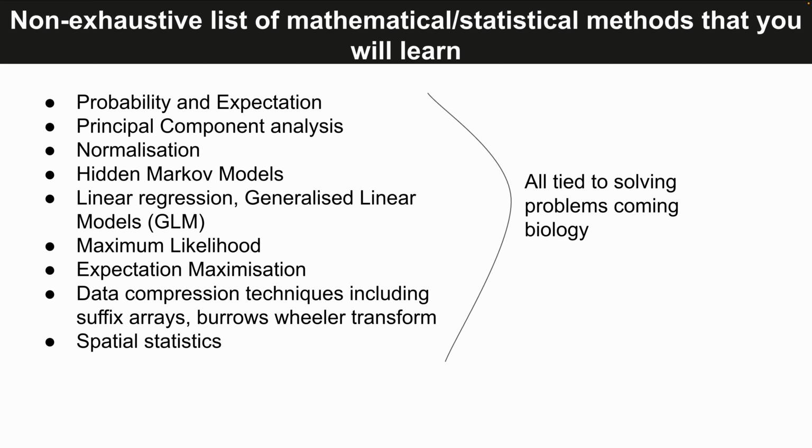Okay, we'll talk about what and how we will solve some biological problems in the course. The first problem is a problem of genetics. Before we do genetics, these are a broad but non-exhaustive list of topics which we will use to solve problems in biology. We'll do some probabilities and expectations. We will do principal component analysis. This is a standard technique that I teach in every class that I teach. We will do normalization. We will do some Markov models, simple and hidden. We'll do linear regression, generalized linear models, maximum likelihood, expectation maximization, data compression, spatial statistics, right?